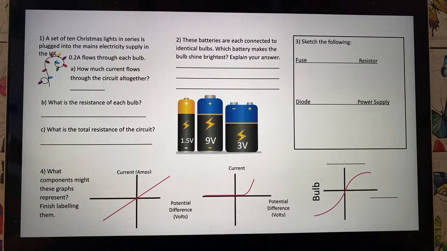All right. If you've got a set of 10 Christmas lights in series and they're plugged into the mains electricity, if it's a series circuit and 0.2 amps flows through each bulb, then the current flowing through the circuit is still 0.2 amps. Is that okay? That was so mean, wasn't it? Because in a series circuit, the current is the same everywhere. You don't add up the current.